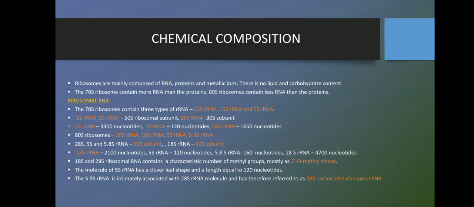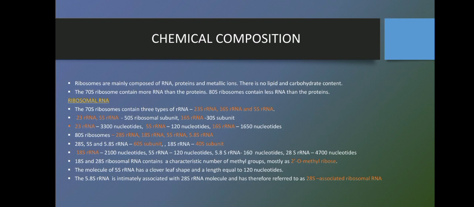In 18S ribosomes, there are four types of ribosomal RNA: 28S, 18S, 5S, and 5.8S. 28S, 5S, and 5.8S ribosomal RNA are found in the 16S subunit, and the 18S ribosomal RNA is found in the 14S subunit. 18S ribosomal RNA contains 2100 nucleotides, and 5S ribosomal RNA contains 120 nucleotides. 5.8S ribosomal RNA contains 160 nucleotides, and 28S ribosomal RNA contains 4700 nucleotides.